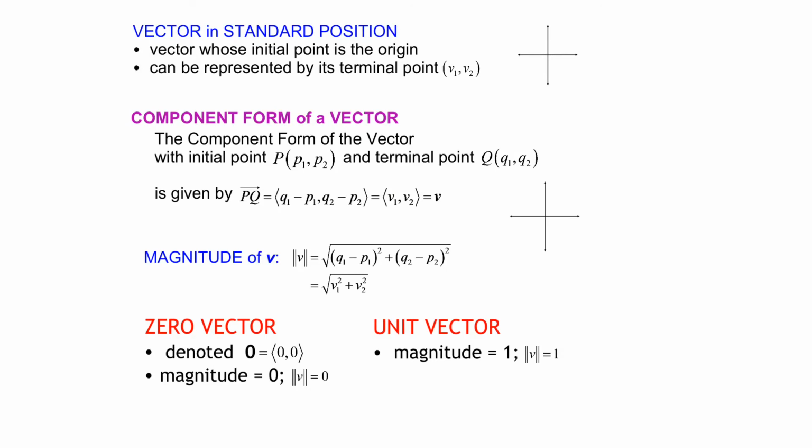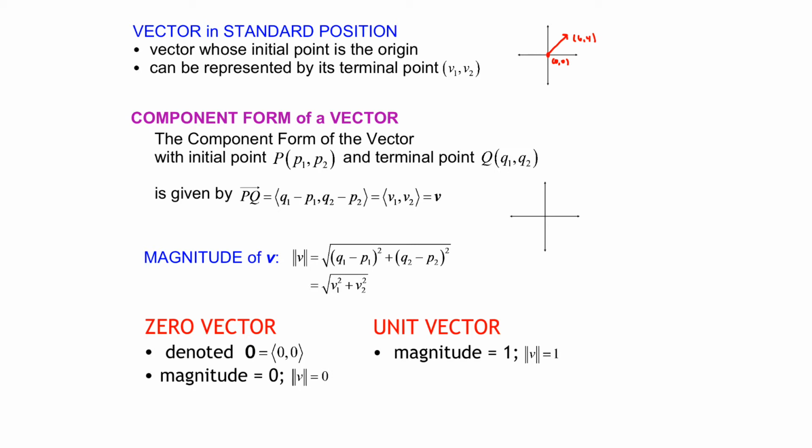The next thing we're going to look at is a vector in standard position. A vector in standard position has its initial point at the origin, so it's 0, 0, and it can be represented by its terminal point, v sub 1, v sub 2. So if you look at the last slide, we had vector W in standard position where its initial point was at the origin, and so we could represent that vector using its terminal point, 6, 4.